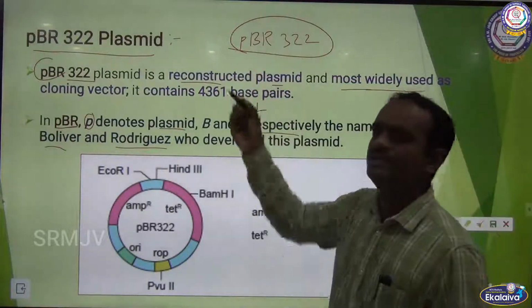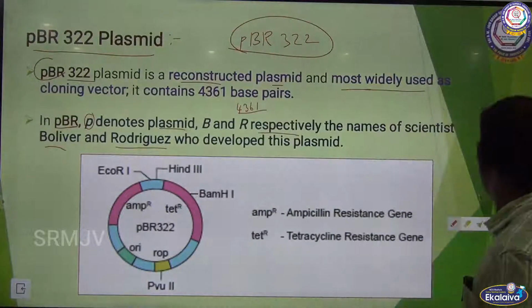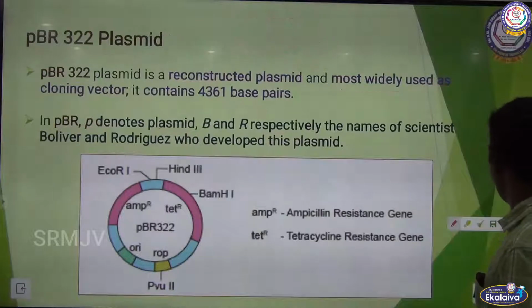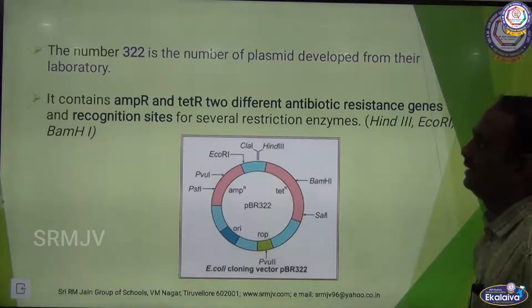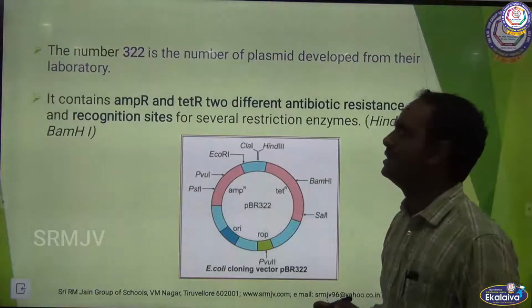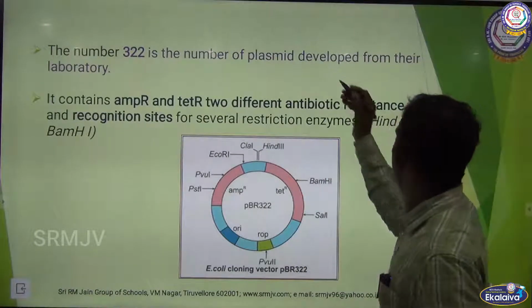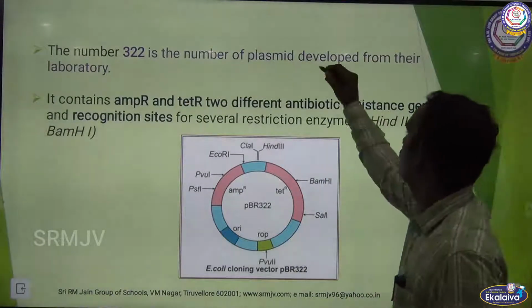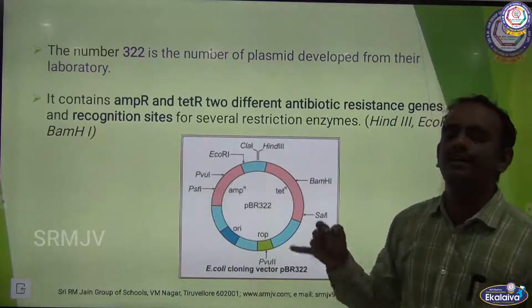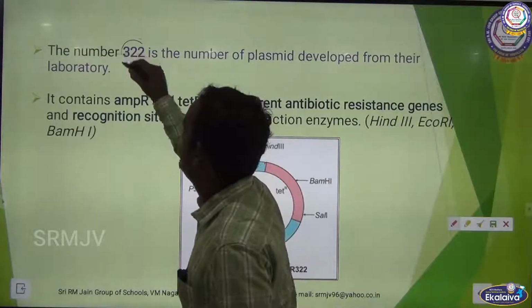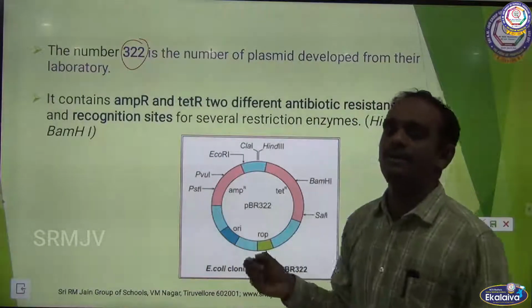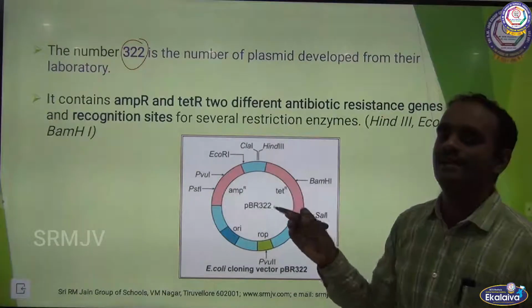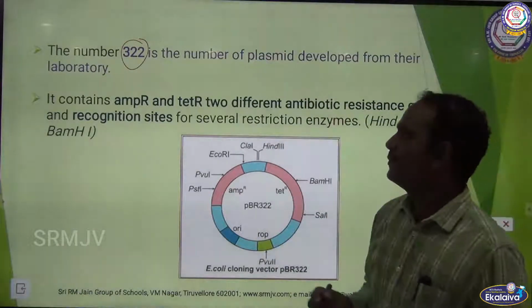Then what is 322? Let's think. The number 322 is the number of the plasmid developed in their laboratory. They developed 322 plasmids in their laboratory, so they named it plasmid pBR322.